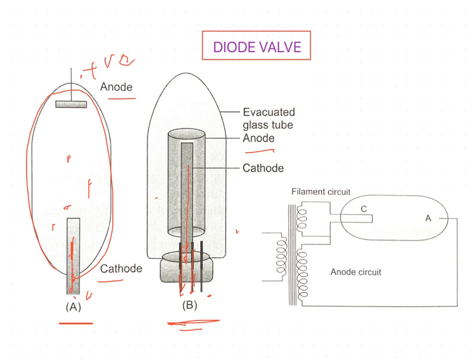Here you can see the circuit. The cathode is connected to the filament; this is the filament circuit, and this one is the anode circuit, which gives the positive charge. This is about the diode valve. The main function of the diode valve is rectification of alternating current to direct current.